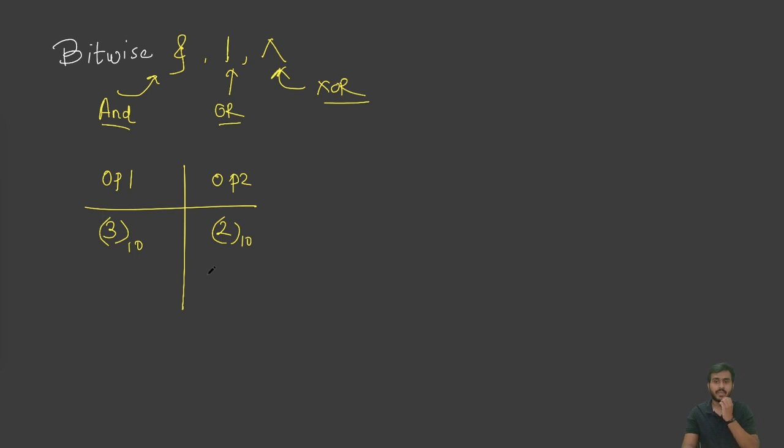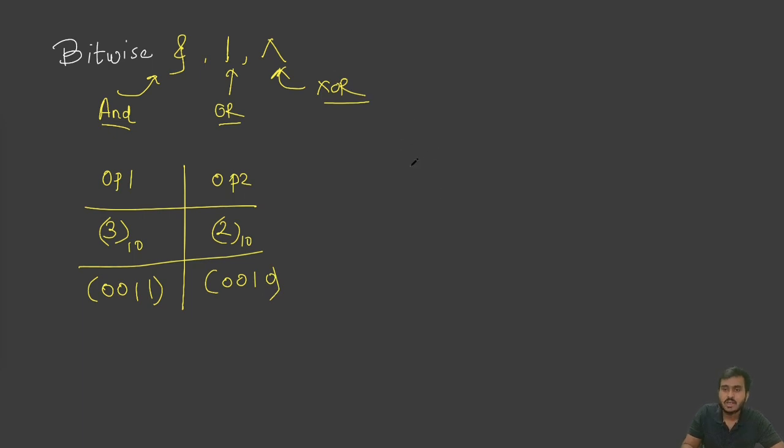Okay, now let's quickly convert them to binary because they are bitwise operators, so every calculation that we do will happen in binary. Alright, so let's quickly convert them to binary. We know 3 can be converted to binary and it will be 0, 0, 1, 1. When we convert 2 to binary, it is going to be 0, 0, 1, 0.